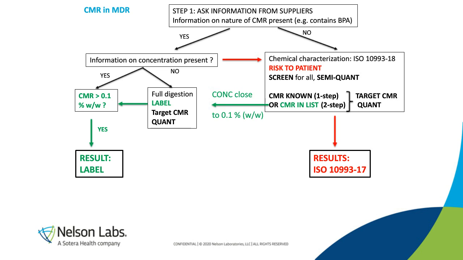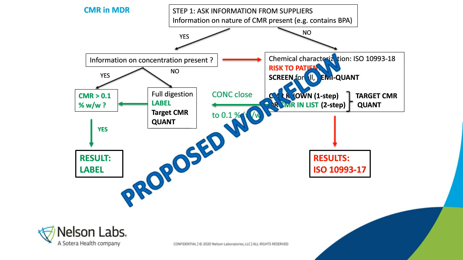So this is the proposed workflow that we have for CMR. Going through it at a really high level one more time: first, you want to ask for that information from a supplier, if they have it in their material. If they're able to give you that information, ask for concentration. Hopefully they'll tell you the total concentration, and then you compare that on the weight of your device, percent by weight, and if it's above 0.1, you have to label that.